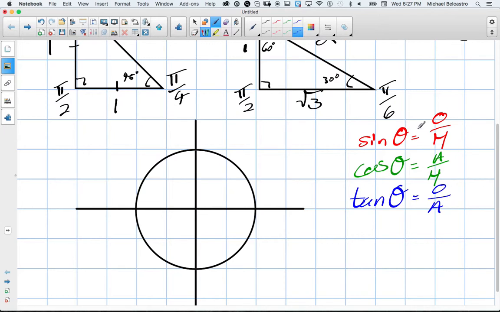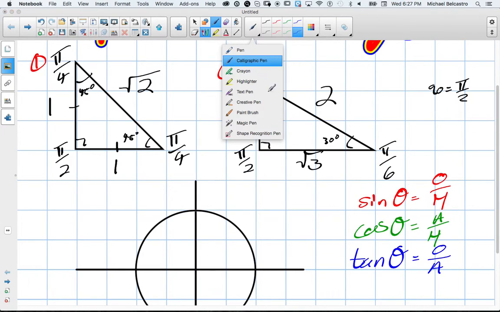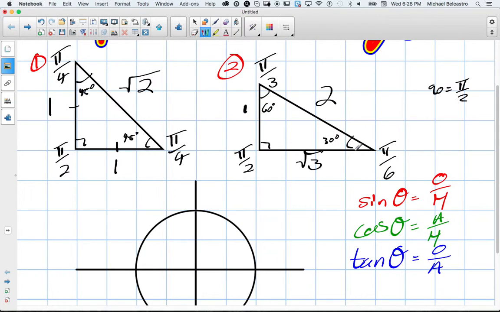This information is really important to us. If we are ever given sine pi over 6, so they give it to us as radians, we need to know what the opposite measurement is and the hypotenuse. Well, the opposite measurement is 1, and the hypotenuse is 2, so sine pi over 6 is the equivalent of 1 over 2. We have to keep that in mind. So we can essentially solve any of these relationships, whether it's sine of one of these angles, we can find out what the ratio is.